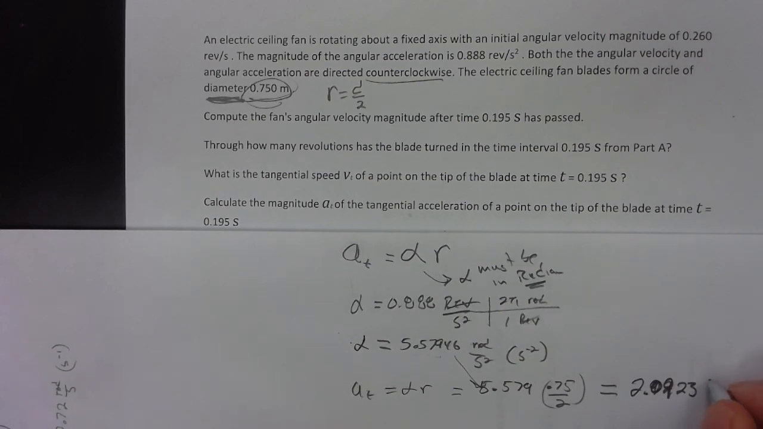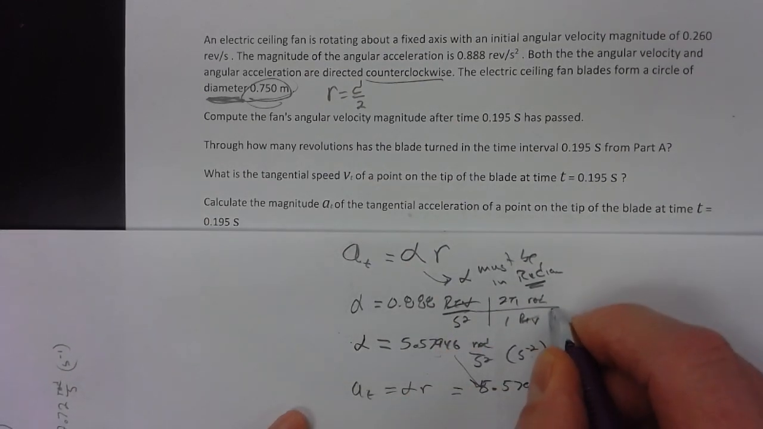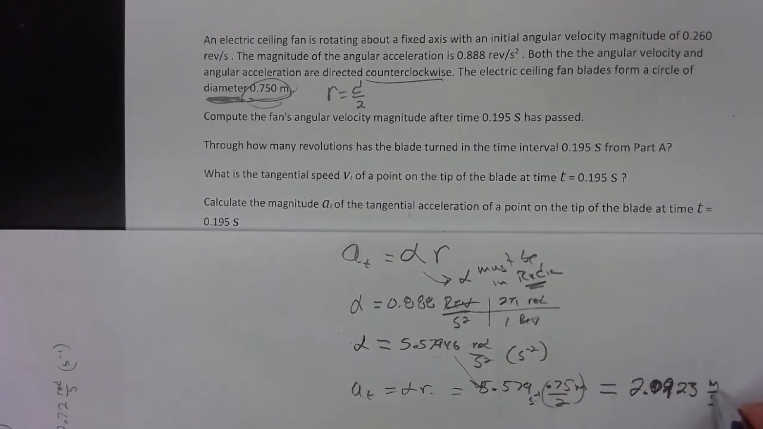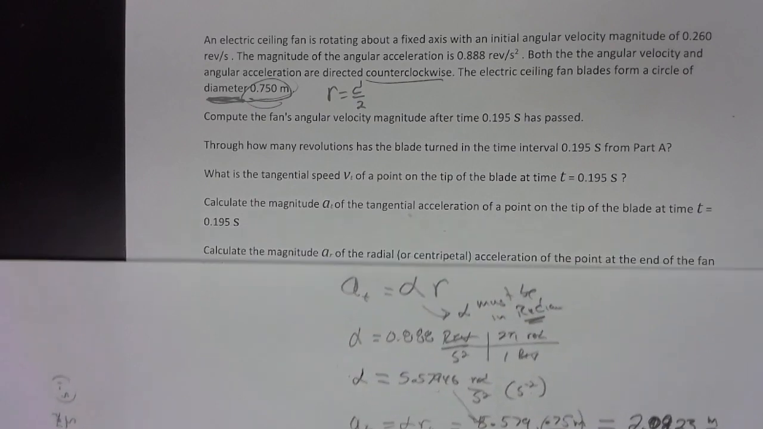2.0923 meters per second, right? Because this is in meters, and this is seconds to the minus 1. So meters per second we get as our unit. So that's 2.09 meters per second with our significant figures there. So that's how we can find tangential acceleration.